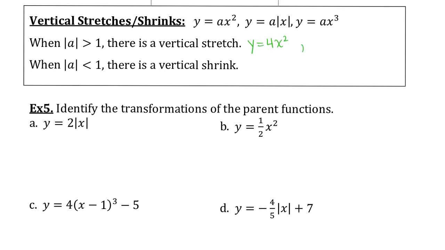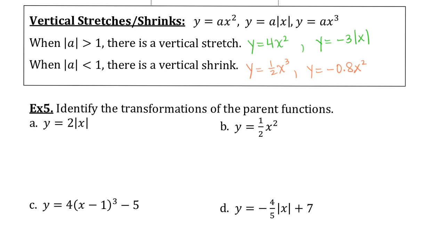It could be -2. If it was like -3 absolute value of x, that's still a stretch. It's a shrink if the absolute value of a is less than 1. So if I do y equals 1/2 x cubed, that's going to shrink it because it's less than 1. It could be -2, and it could be a decimal. Let's do a decimal. How about y equals -0.8 x squared? That's still shrinking it because 0.8 is less than 1.